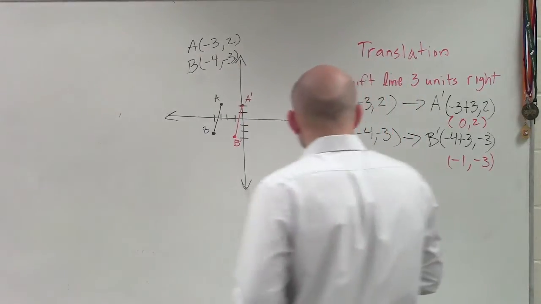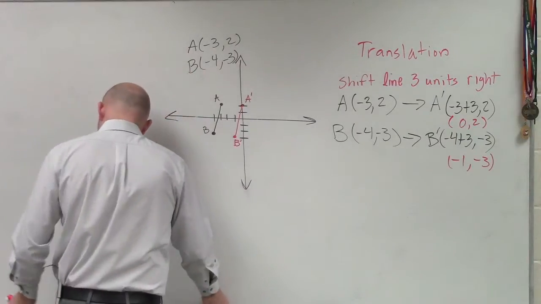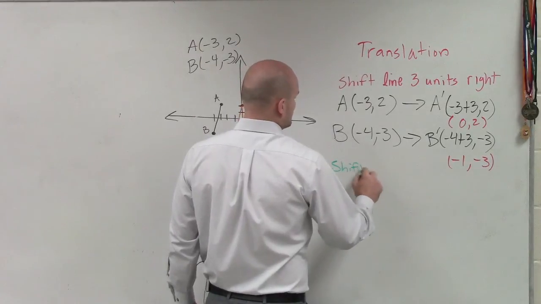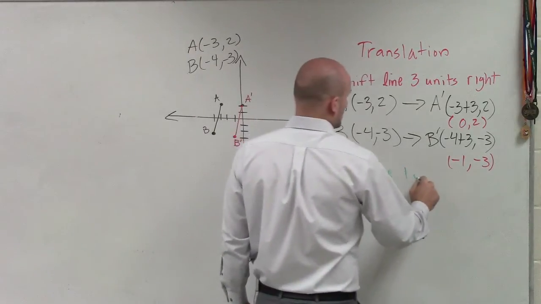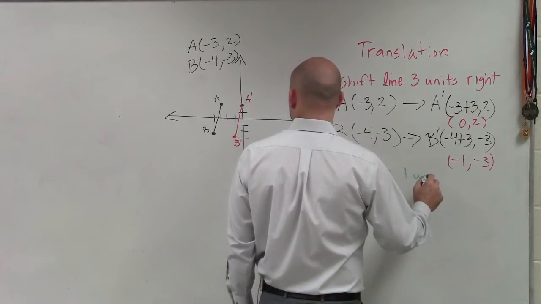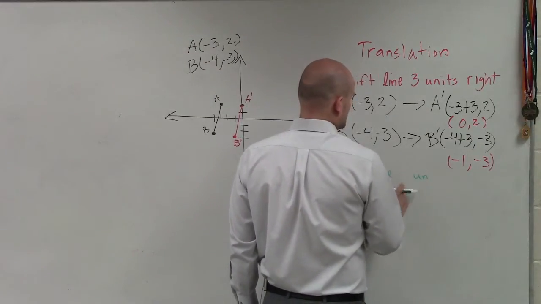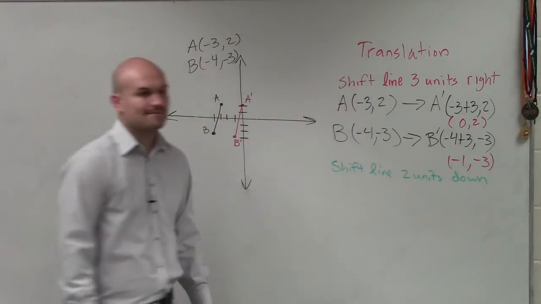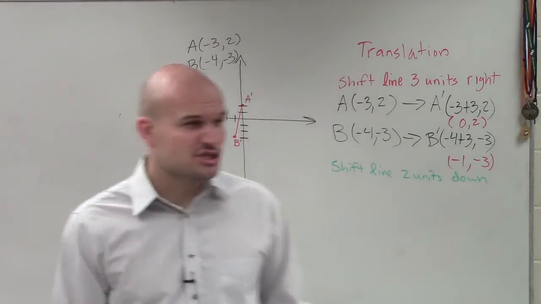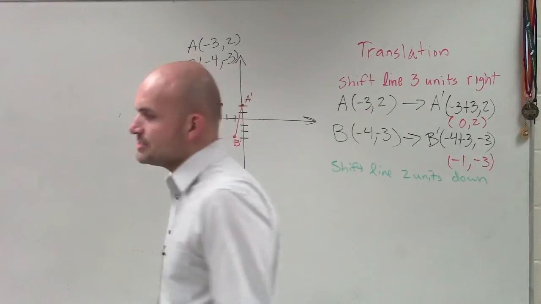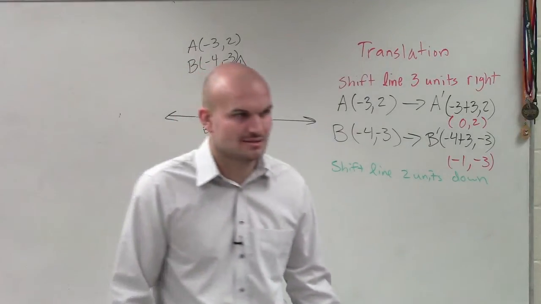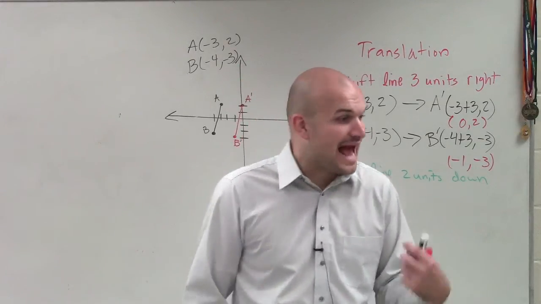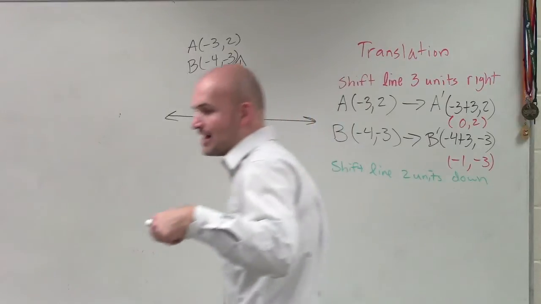OK. What about now if I do another translation? How about I say shift the line 2 units down. Okay? So if I'm going to shift the line 2 units down, what operation am I going to want to do? Am I going to want to add or subtract? Could I also say add a negative number? Yes, OK. So I can add a negative number. Now, am I going to want to do that to the y coordinate or to the x coordinate?